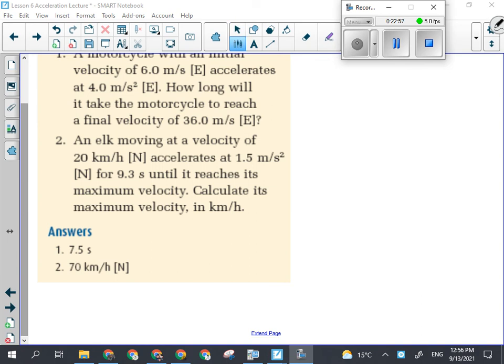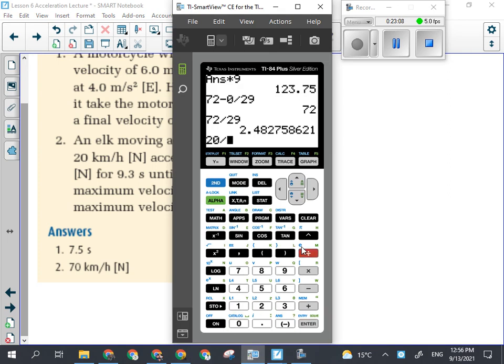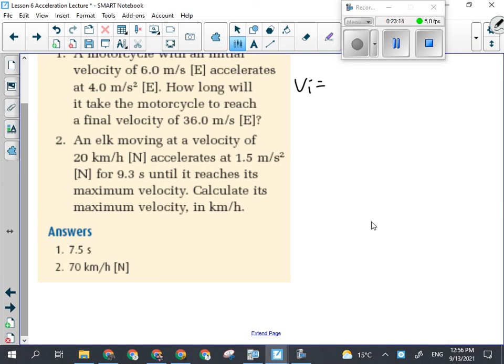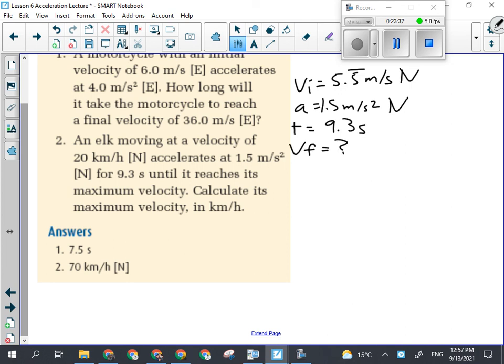Okay, so for number 2, the first thing we have to do is do our conversions as we write down our givens. So they're telling us the initial velocity is 20 kilometers per hour. So if we divide that by 3.6, okay, we're getting 5.5 repeating as our initial velocity in meters per second, and that's north. Okay, it accelerates at 1.5 meters per second squared north, for 9.3 seconds until it reaches its final velocity, which is what they want us to calculate.